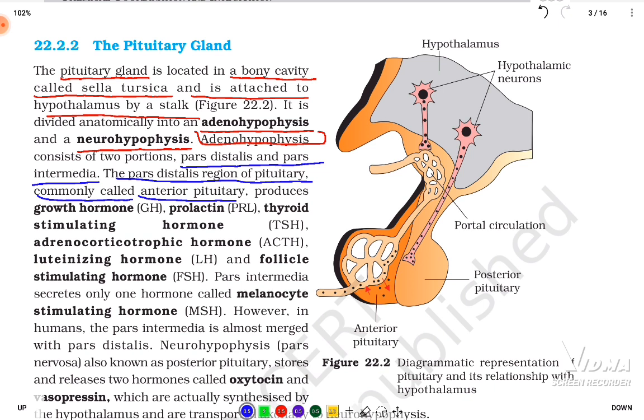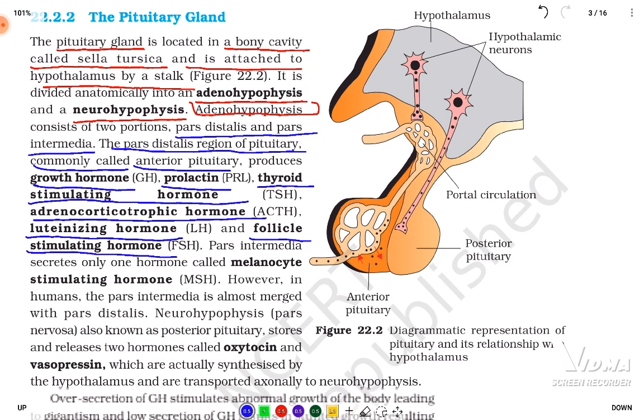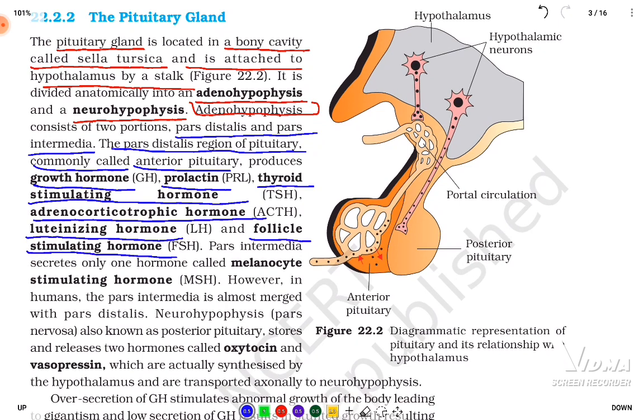What are the hormones? We know the growth hormone, prolactin, thyroid stimulating hormone, adrenocorticotrophin hormone, luteinizing hormone, follicle stimulating hormone. So these are all the main hormones that are present in our body. So you need to know all of these. Let me repeat it. Let's start from the top to the bottom. Growth hormone. Next is prolactin. Next is thyroid stimulating hormone. Next is adrenocorticotrophin hormone, luteinizing hormone, follicle stimulating hormone. So pars distalis is responsible for the secretion of these hormones.